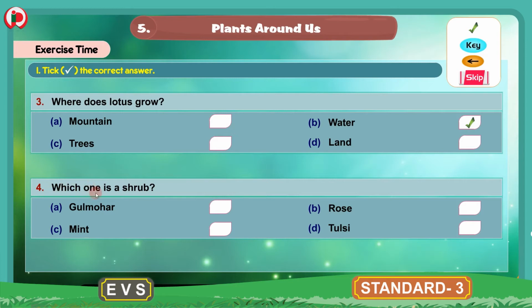4. Which one is a shrub? And the options are A. Gulmohar, B. Rose, C. Mint, D. Tulsi. And the answer here is rose. B. R-O-S-E. Rose is a shrub. So this is about the first bit, tick the correct answer. And now we will move to the next bit.